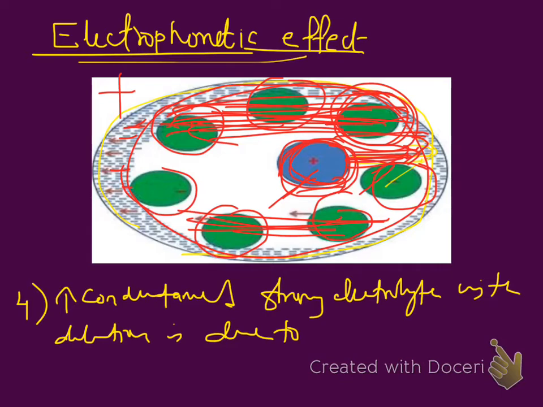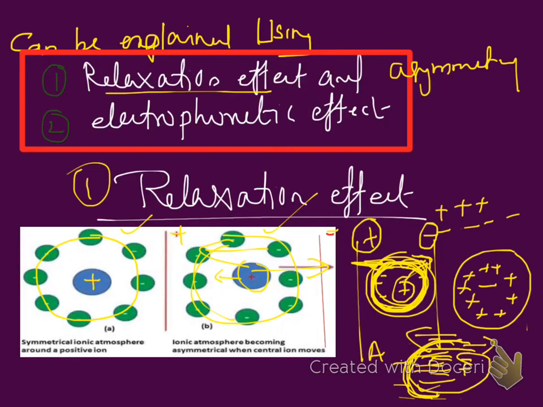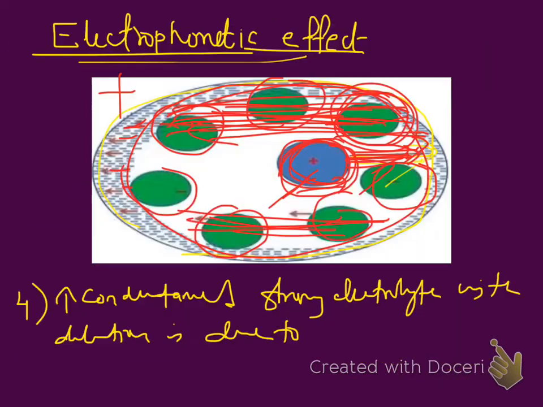This is true in the case of anion also. Each anion is surrounded by an ionic atmosphere of positive ions. When an electric field is applied, negative ions move in this direction and positive ions in this direction. There also we have the asymmetry effect and electrophoretic effect. So the speed of the negative ion can also be reduced. So it is true in the case of both cation and anion.